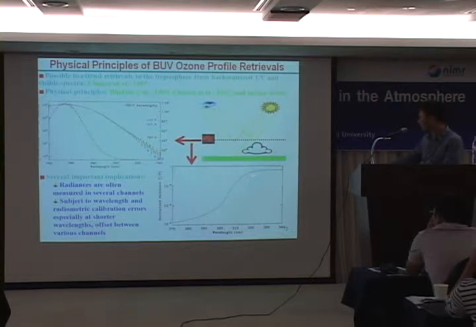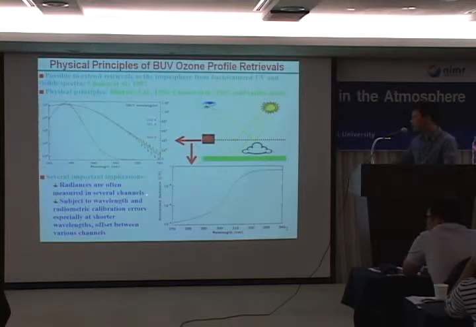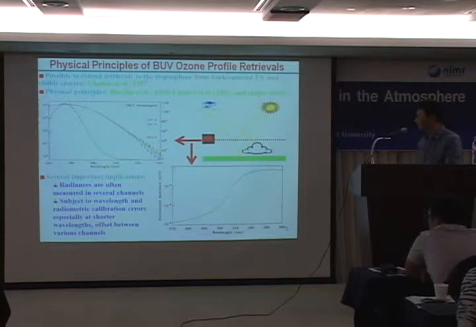So these have very important implications for retrieval, and also for the measurements, because the range is so dynamic. The radiances are often measured in different channels. You probably didn't see much structure. So the measurements are subject to wavelength and radiometric calibration errors, especially for these shorter wavelengths, and you have different offsets in different channels, which makes the retrieval very challenging.